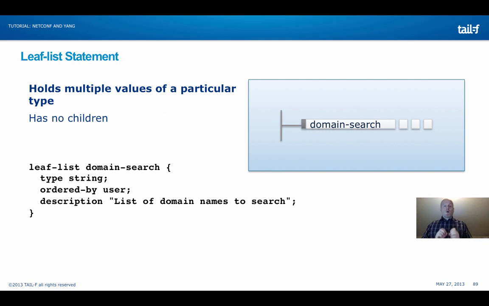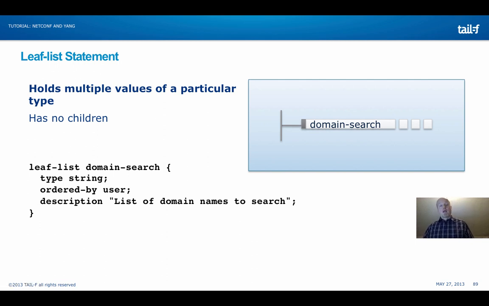Okay. Remember, we have seen leaves. A leaf is a single value. It's a scalar of type string or int, which you can read and write depending on config true or not. You can also have leaf lists. A leaf list is a list of values, every value of the same basic type. You can manipulate them from the NetConf client, from the management system. So here I have a leaf list domain search, which contains any number of values, but every value is of type string.